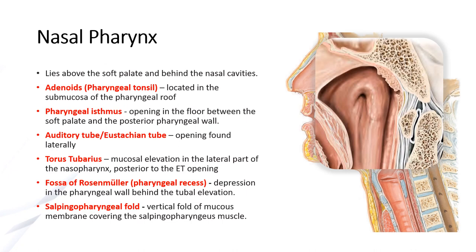We also have the torus tubarius, which is a mucosal elevation in the lateral part of the nasopharynx, posterior to the opening of the eustachian tube. And you also have the salpingopharyngeal fold, which is a vertical fold of mucous membrane covering the salpingopharyngeus muscle.